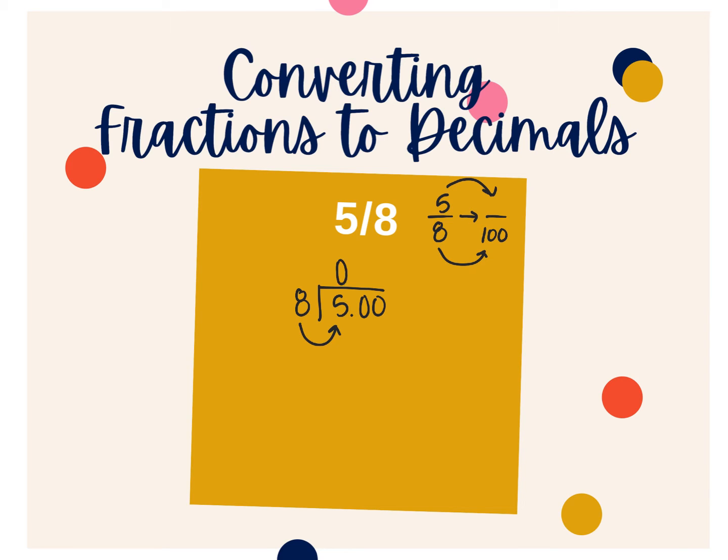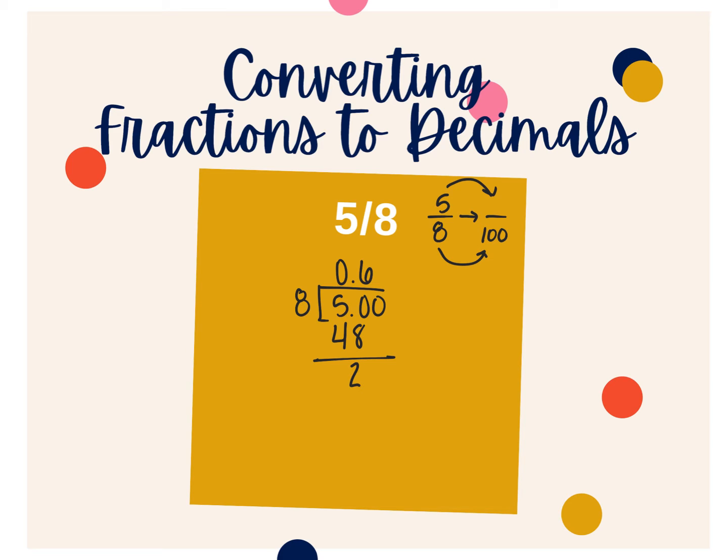In this case, it does not, so I put a 0, and I'm going to bring my decimal directly up from where it was previously. Now I want to look at the next decimal place. How many times does 8 go into 50? In this case, 8 does go into 50. In fact, it goes in 6 times because 6 times 8 is 48. When I get to this step, I want to subtract, and I end up with a 2.